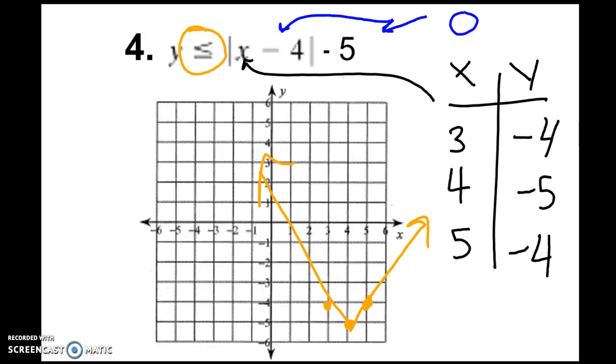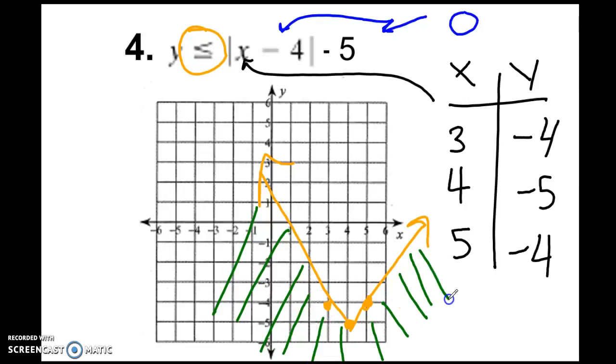Let's shade in a different color. Let's do green. And because it's facing away from the y, I'm going to shade below. So my absolute value inequality would look like that. Let's look at one more example.